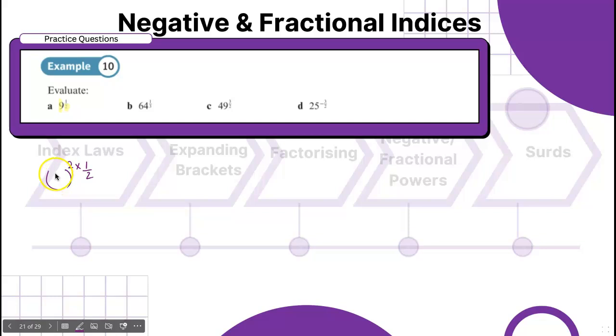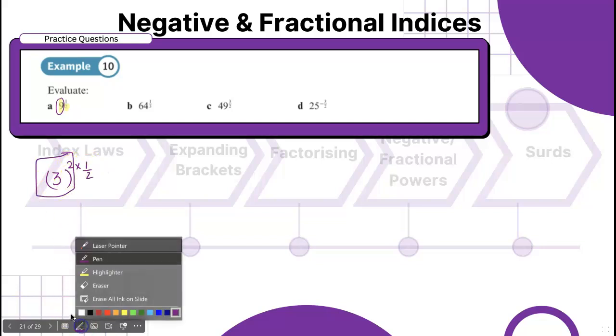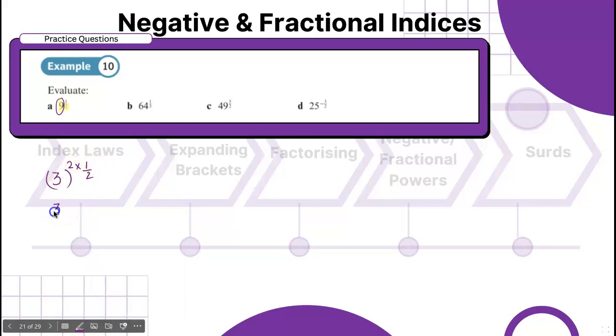Correct? So 9 could be written as 3 squared. So this 9 is nothing but this thing written here, times a half, right? So 2 times a half will give you 3 to the power 1, or just 3. Now the bottom number here is 3, so you have to think of a cube. What cube of a number gives you 64, to the power 1/3? A cube of 4 gives you 64. So 4 cubed is nothing but 64, and 1/3.